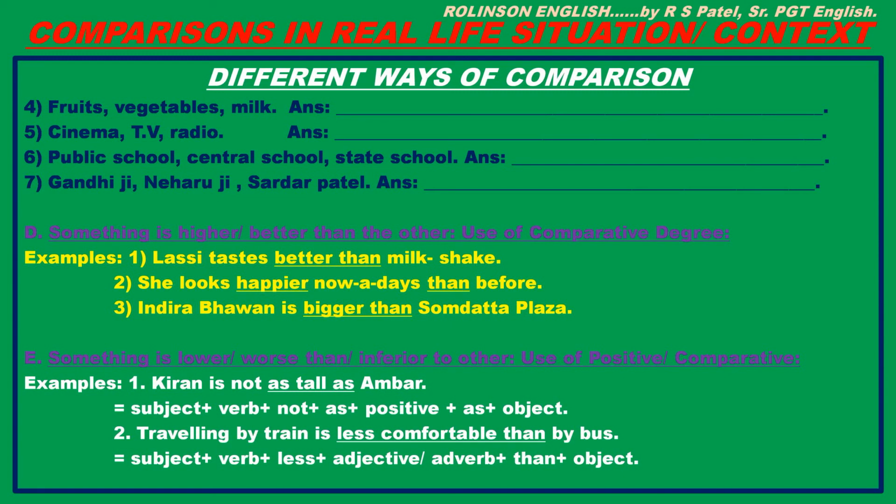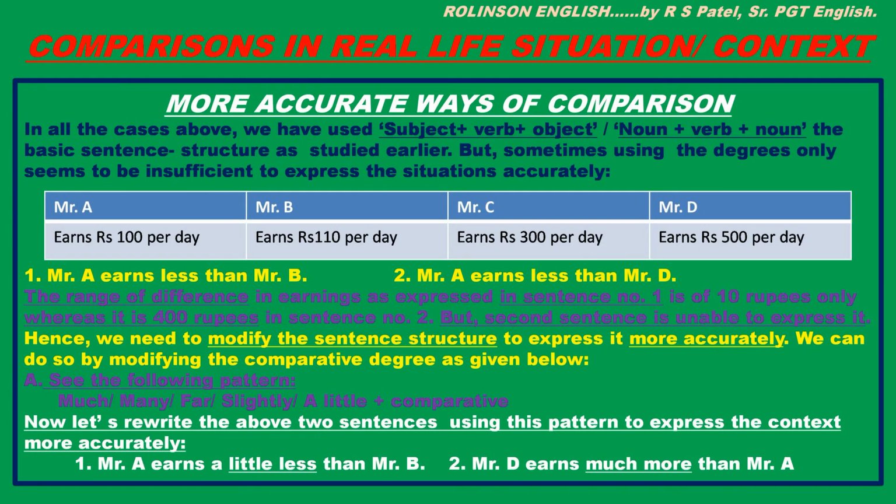Here the structure is different. Subject plus verb plus less plus adjective or adverb plus than, adjective or adverb in comparative plus than plus object. More accurate ways of comparison. In all the cases above, we have used subject plus verb plus object, or noun plus verb plus noun, the basic sentence structure as studied earlier.